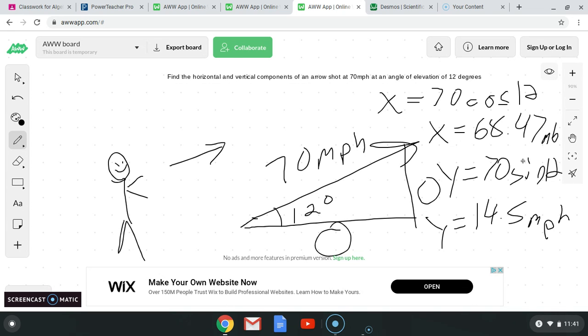Okay, so that just tells me that when they shoot the arrow, it would be going 68.47 miles an hour forward and 14.5 miles an hour up. And that's before gravity starts affecting it and all that other stuff. Okay, so just 3 quick examples.